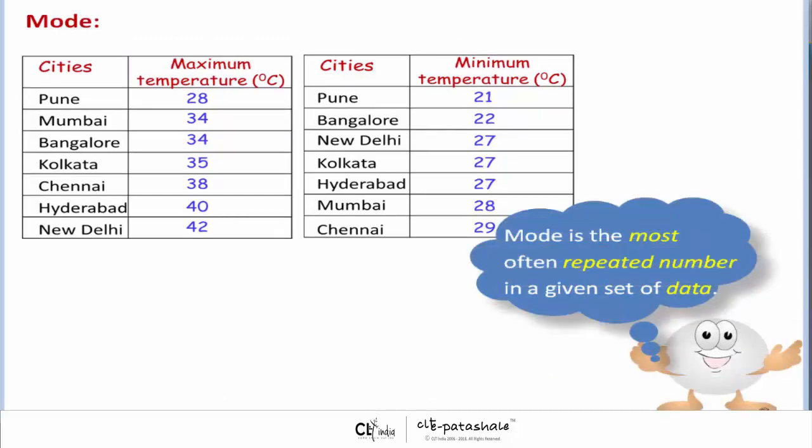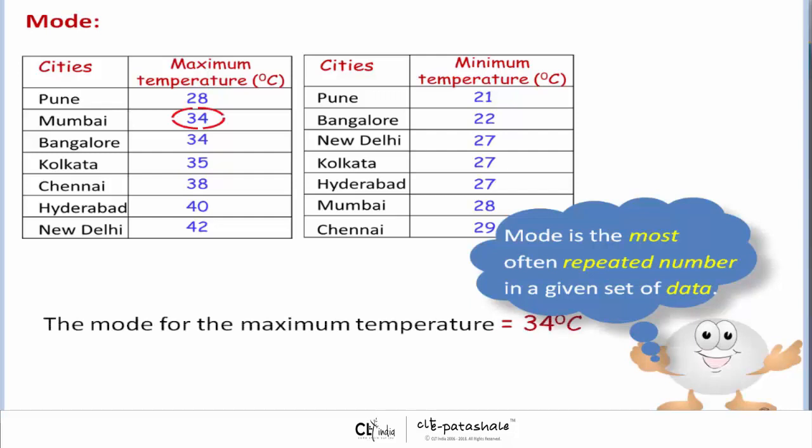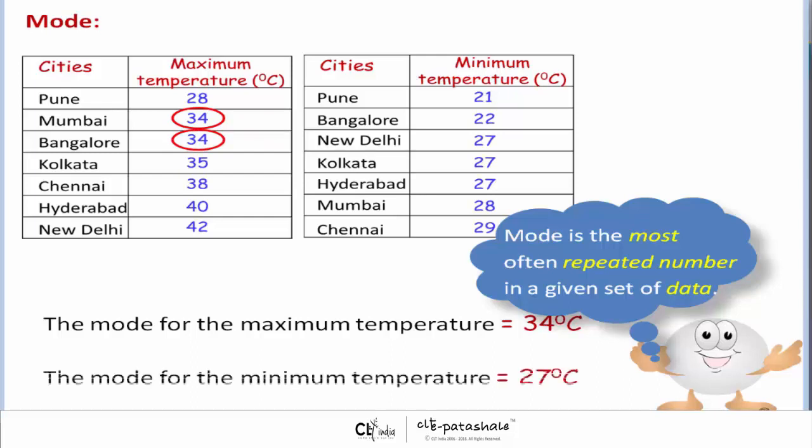Mode is the most often repeated number in a given set of data. So, the mode for the maximum temperature is equal to 34 degrees Celsius since it has been repeated 2 times in the table, and the mode of the minimum temperature is equal to 27 degrees Celsius since it has been repeated 3 times in the table.